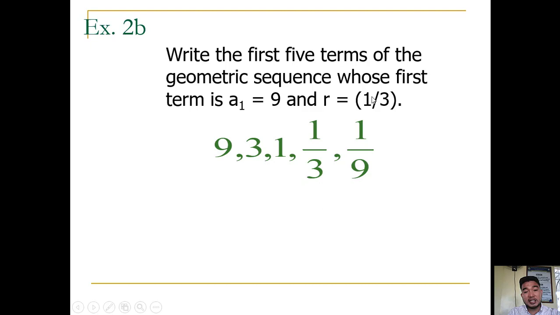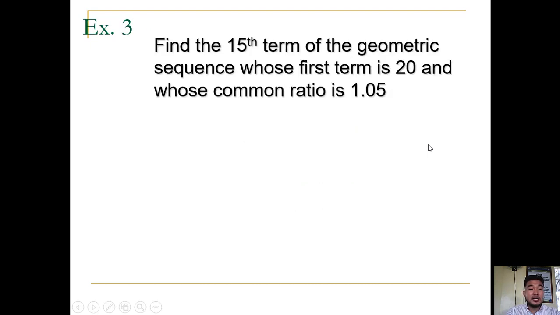Then, minultiply natin yung 3 by 1/3. Kaya nakuha natin si 1. Then, 1 times 1/3 is equal to 1/3. Kaya nakuha natin itong 4th term. Then, 1/3 times 1/3 is equal to 1/9. Kaya nakuha natin yung 5th term. So, problem solved. Naisulat na natin yung first 5 terms of the geometric sequence. How about this type of problem?